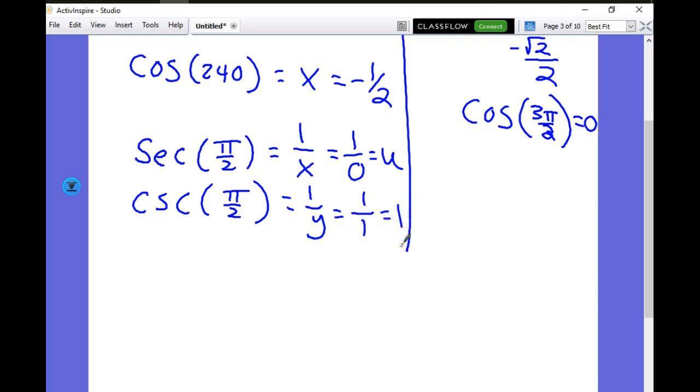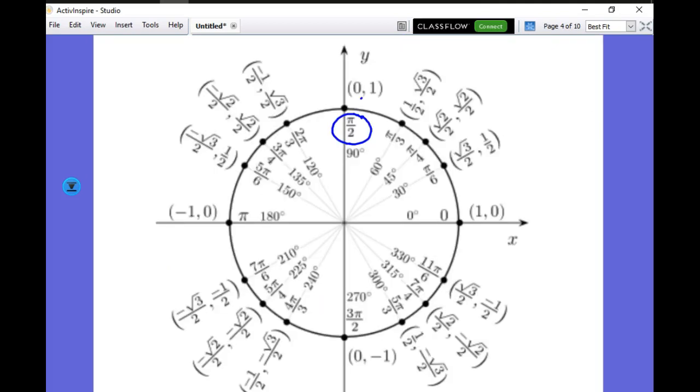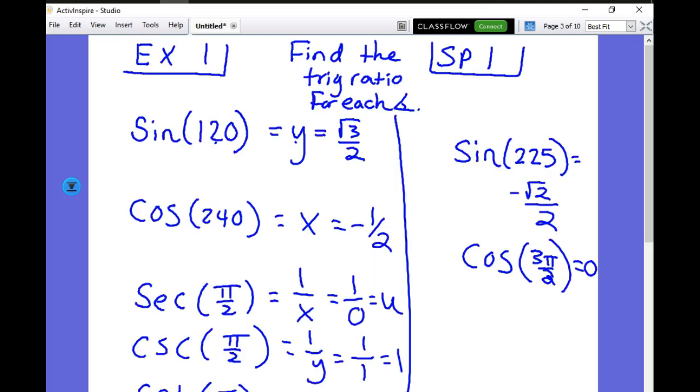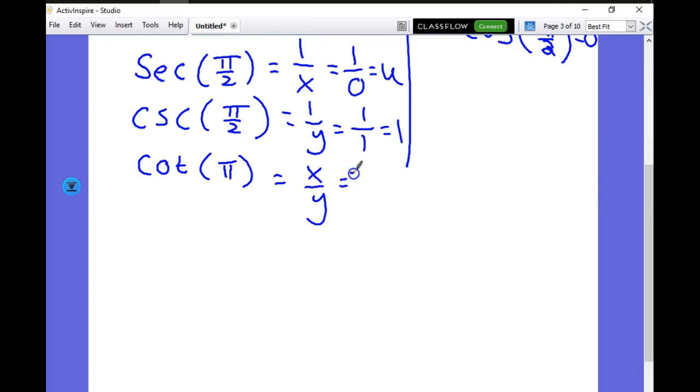Okay? Let me throw another one at you guys here. How about what is cotangent of pi? I'm going to throw cotangent at you there. So cotangent is x over y, right? Now, if I look at my unit circle, pi is here. And so x over y would be negative 1 over 0. Oops, wrong way. So that would be negative 1 over 0. And you can't have zeros on the bottom, so that's undefined. All right.